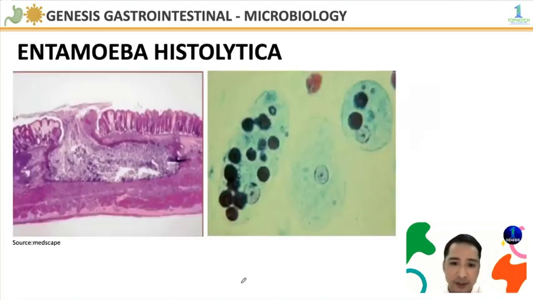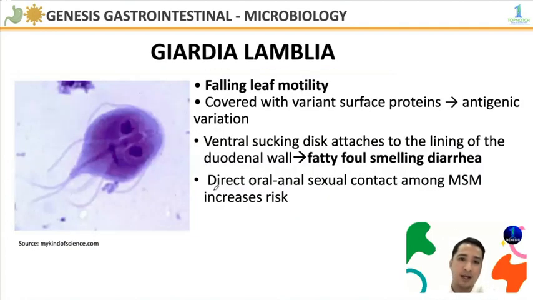So in Entamoeba histolytica, you will see the characteristic flask shape, Erlenmeyer flask shape ulceration, and the presence of RBCs in the trophozoites. So that's Entamoeba. The next protozoa is your Giardia lamblia. Pinakamadali ito, no? Makikita mo to.